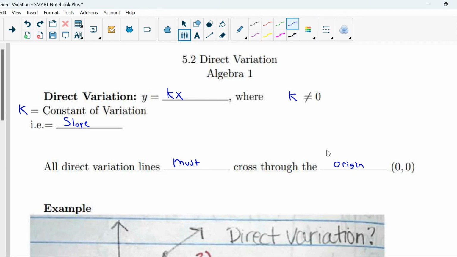So in upcoming lessons, we are going to look at different formulas for linear functions. Direct variation is really just the baseline from which we work. Okay?